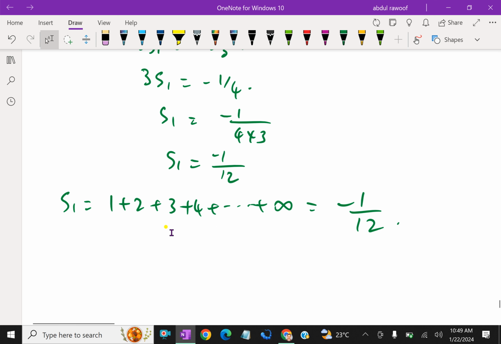This is useful in physics, like Einstein's relativity theory, as well as in string theory. Nowadays they are using this paradox; this series is useful in that. So we solved such a strange thing. That means the famous mathematician gave this paradox.